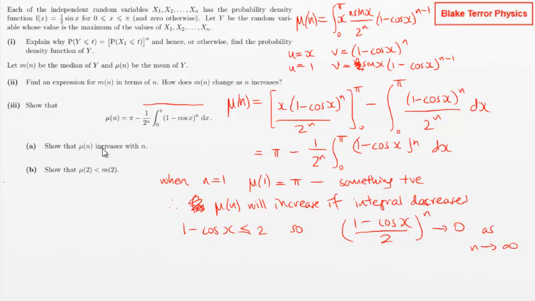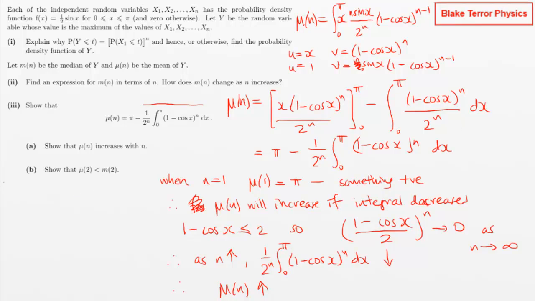So what am I trying to say here? Show that mu n increases with n. Therefore, as n increases, the 1 over 2 to the n integral from 0 to pi of (1 minus cos x) to the n dx decreases. Therefore, mu of n will increase.